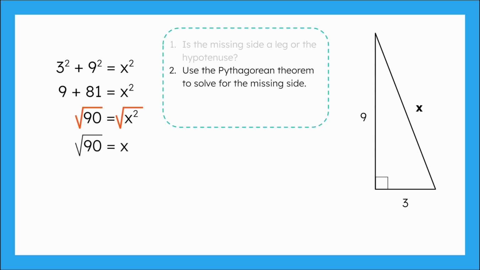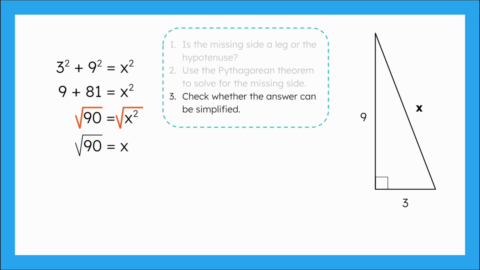Remember that since we are solving for the length of a side, we only consider the positive solution. Now, is this the answer? Yes, it is. But just like fractions, we should check to see whether the answer can be simplified further. Is 90 a perfect square? It's not. Does 90 have any factors that are perfect squares?